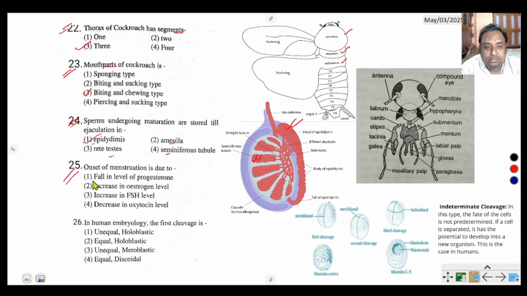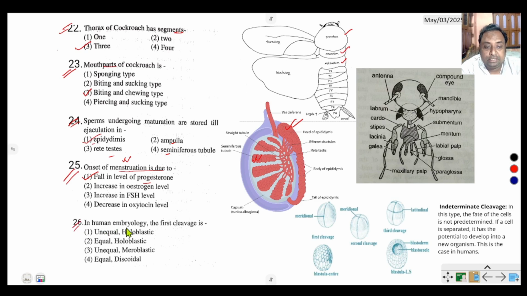25 number question says, onset of menstruation is due to fall in level of progesterone, increase in estrogen level, increase in follicular stimulating hormone level, decrease in oxytocin level. So when the menstruation cycle occurs, both progesterone and estrogen levels fall.